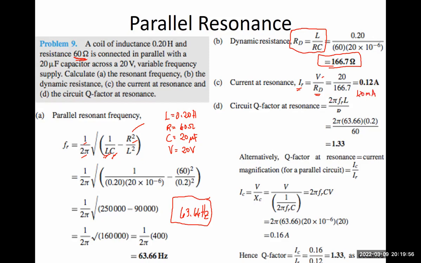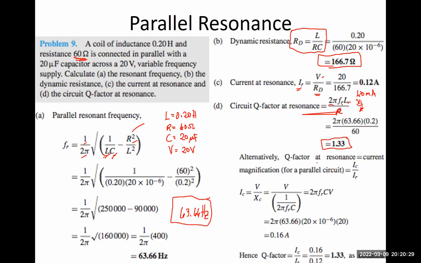And for the Q factor, that will now be equal to 2 pi FRL over R. So this is XL over R, right? XL over R. So we have 2 pi, we have FR of 63.66 hertz, and an L of 0.2. So the circuit's Q factor is equal to 1.33.